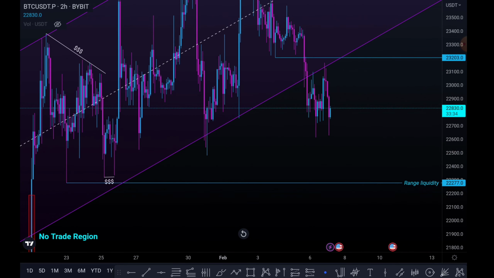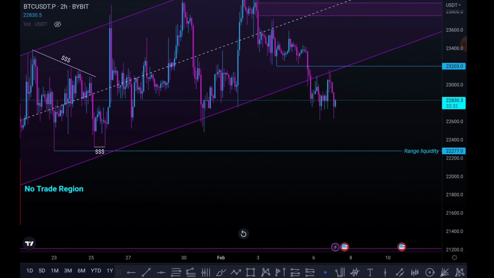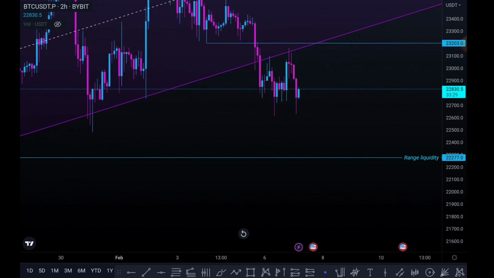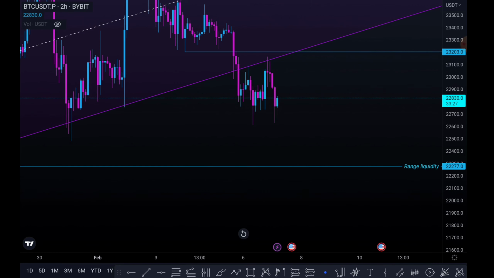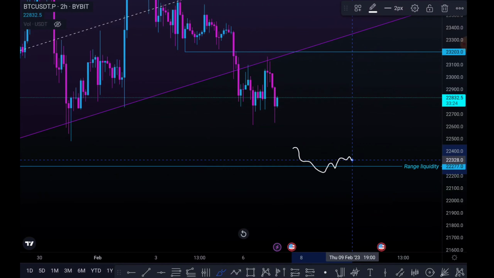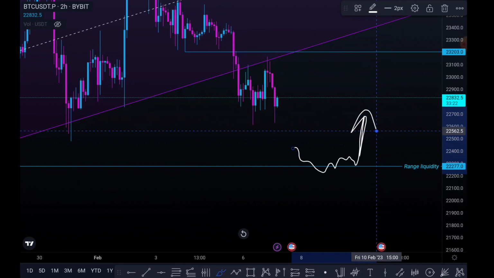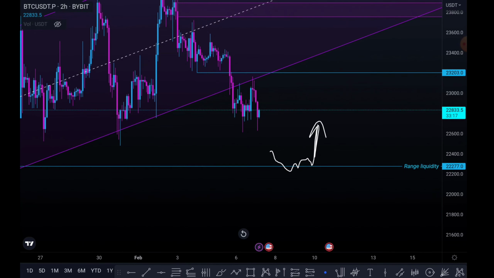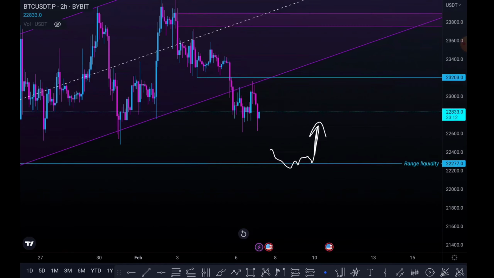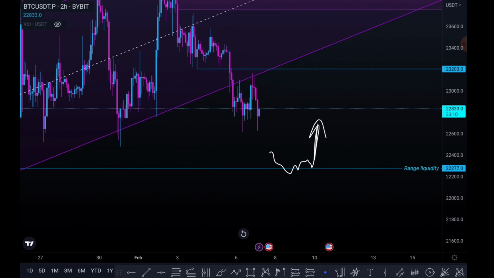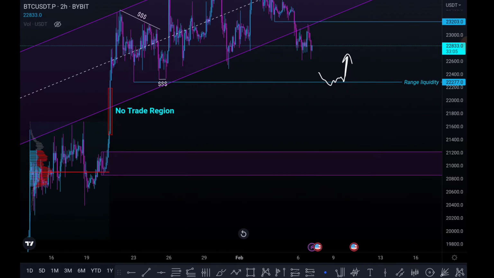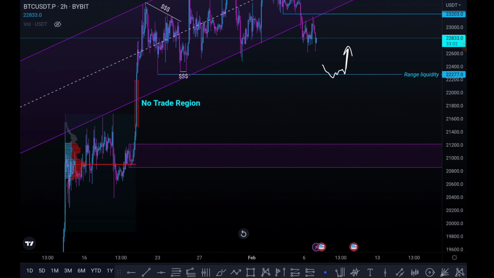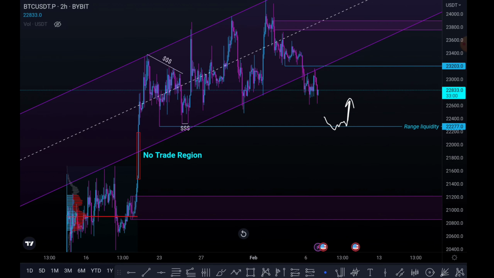Let's just quickly remove this. The level that I've marked as range liquidity, I want to see a swing failure somewhere around here for a nice quick intraday trade. I'm not so bullish right now because we can break down this distribution range any time now. So just a small bounce after taking the liquidity, and then there is a no trade region, and then we will be discussing the levels to the downside as we delve further into this update.